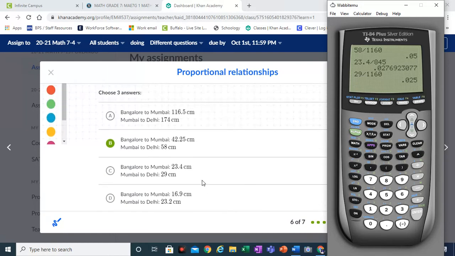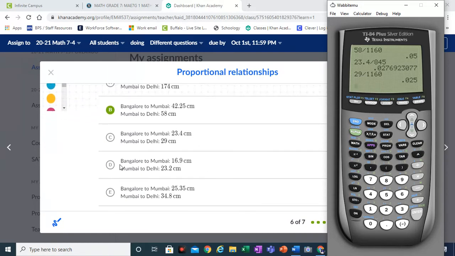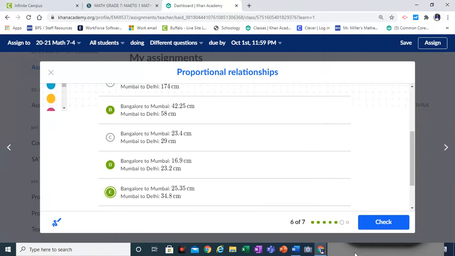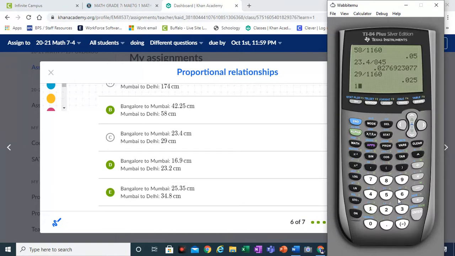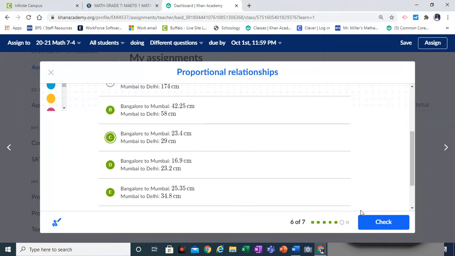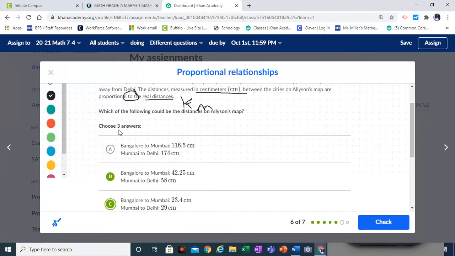By default, if there are three answers, that means that D and E both have to be correct. So let's check D. 16.9 divided by 845 and 23.2 divided by 1160. And you can see that it worked for D. Okay. E is also an answer because there were three.